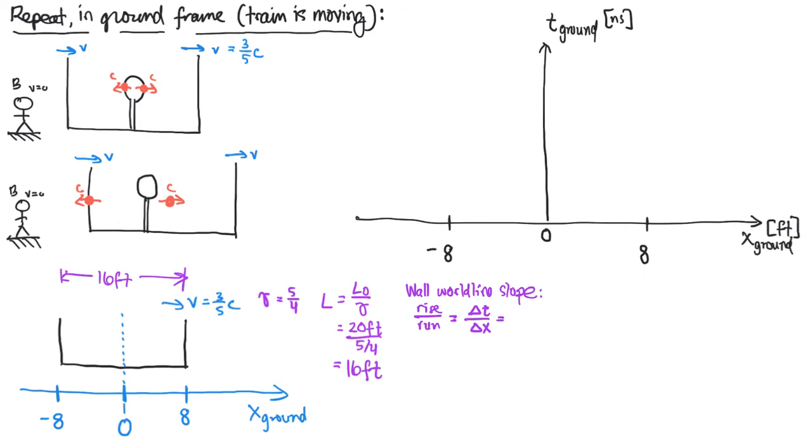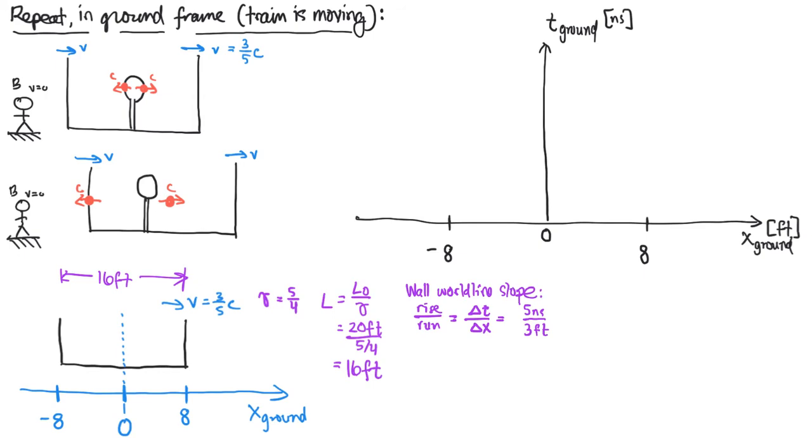And we know that for every 5 nanoseconds of time, the train travels 3 feet. In other words, the speed of the train is 3 feet per 5 nanoseconds, or 3/5 c. So we're going to have a slope of 5 over 3.